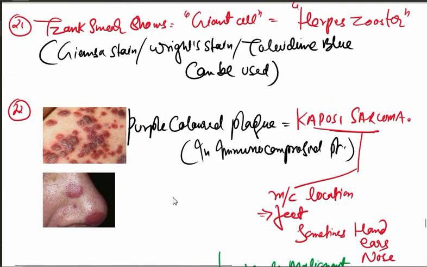Next one is the Tzanck smear. Tzanck smear shows giant cells in herpes zoster. For making a Tzanck smear we have to use Giemsa stain, Leishman stain, or toluidine blue.